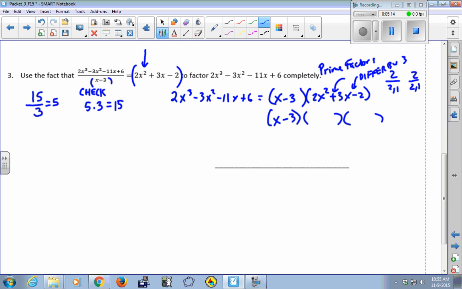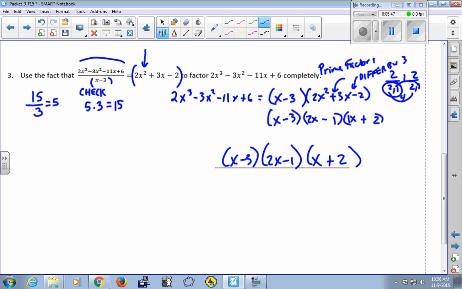So right away, when I look at those combinations of numbers and I need to have them differ by 3, I think 2 times 2 gives me a 4, and 1 times 1 gives me a 1, and those two numbers differ by 3. I can factor this. So I use 2x times 1x and 2 and 1, plus and minus, and I have factored that. Okay. So the complete factorization is x minus 3, 2x minus 1, and x plus 2. That's the complete factorization of this third degree polynomial.